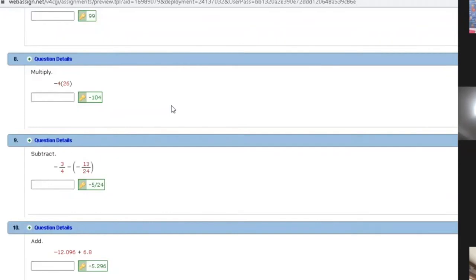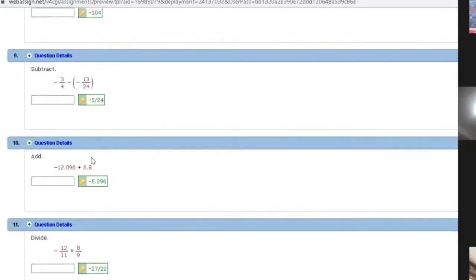in objective 3, we went into dealing with the rational numbers. So that's fractions, decimals, all of that. Of course, we cannot add or subtract fractions unless we have the same denominator. So here, if we look at number 9, we're asked to subtract these, but with this first fraction, we have a denominator of 4. And with the second one, we have a denominator of 24. So we would have to change the first fraction to have a denominator of 24.